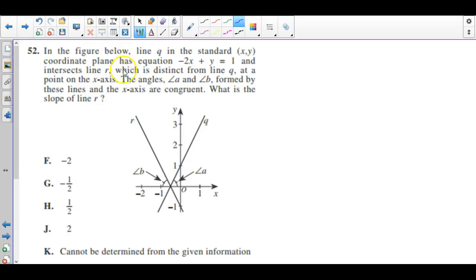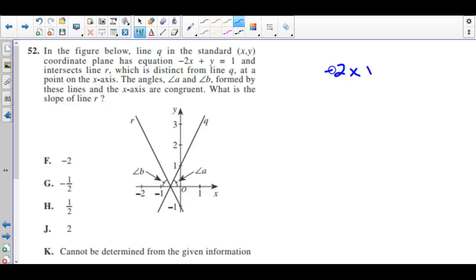With this one, figure below, line Q in the standard coordinate plane has this equation, intersects line R, which is distinct from line Q at a point on the x-axis. The angles A and B are formed by these lines and are congruent. What is the slope of R?